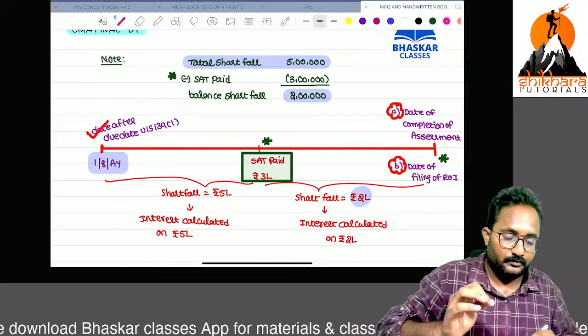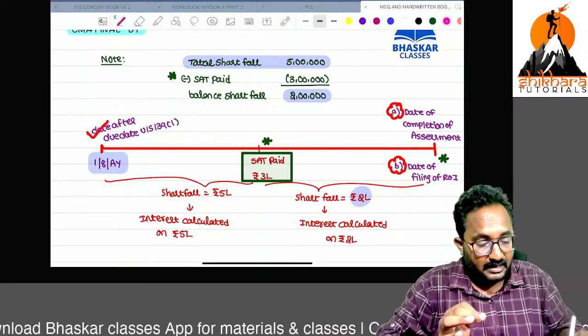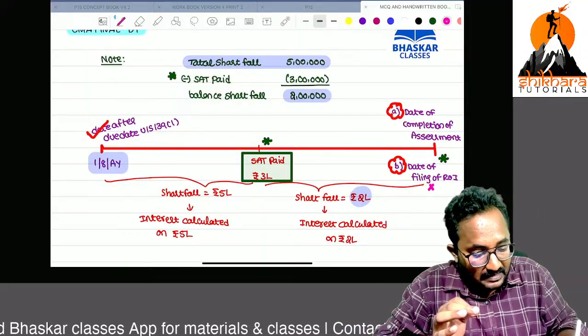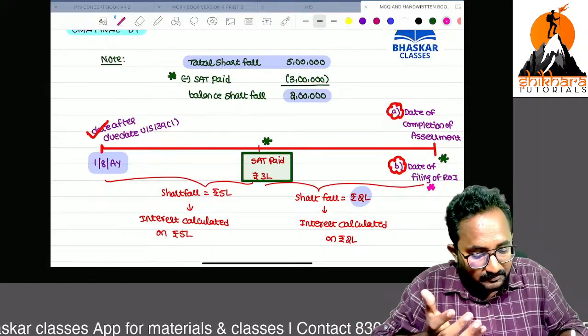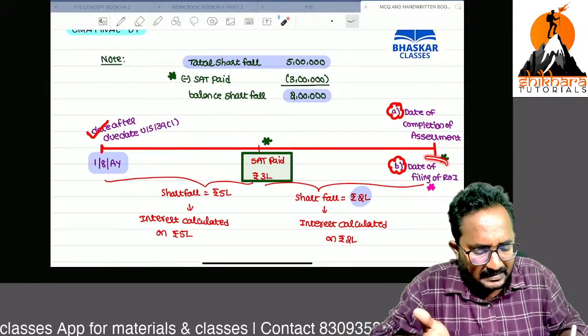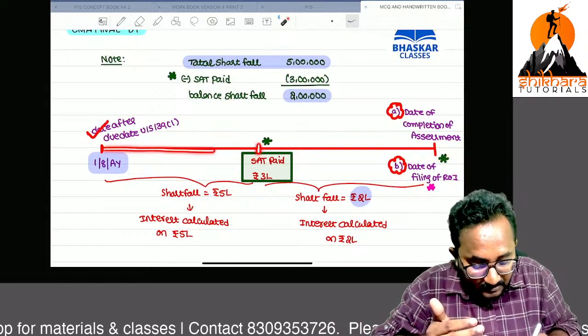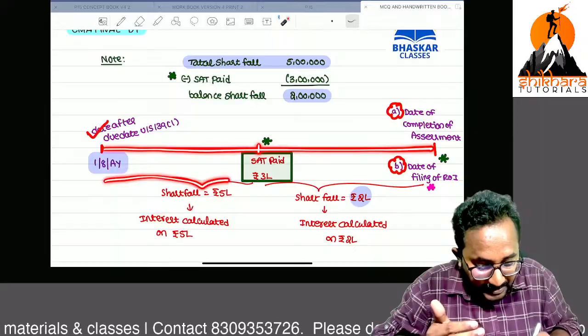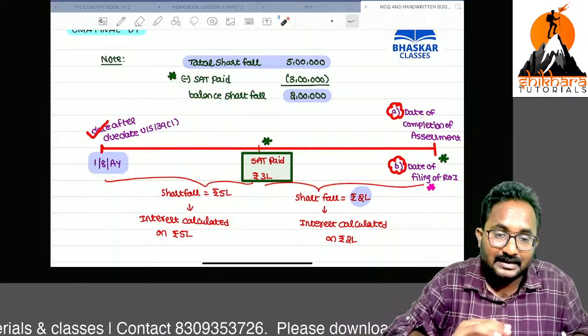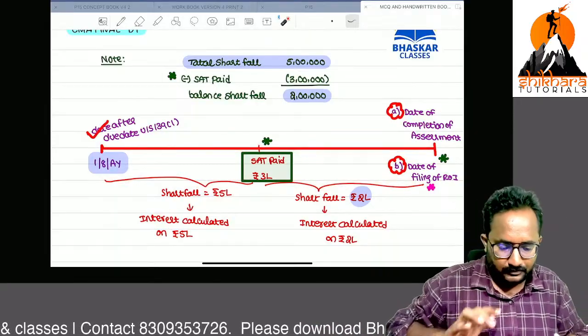Now remember this point. In some questions, they will say self-assessment tax along with the return of income. There is no impact of that point in that question. Why? If you paid in between that period, I can break that period into two parts and calculate the interest. Clear?